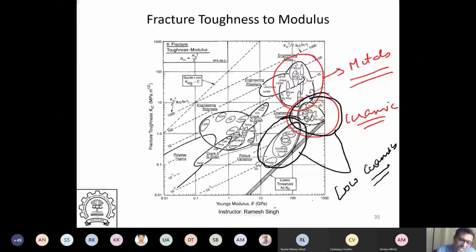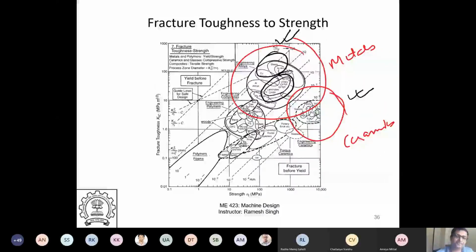Now fracture toughness to strength. Again, ceramics are not a good fit. So wherever fracture toughness is concerned, I will not choose ceramics, right? I will go with metals. And in some cases, composites are also there. If you see, composites are somewhere here, but metals outperform composites. So for fracture toughness, metals are the most superior.